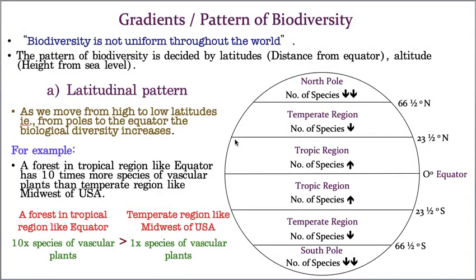Before you go to the details of this topic, patterns of biodiversity, one key point you need to understand: biodiversity is not uniform. It is not uniformly distributed throughout the world. This is a very important point. That means, let us take the earth planet.